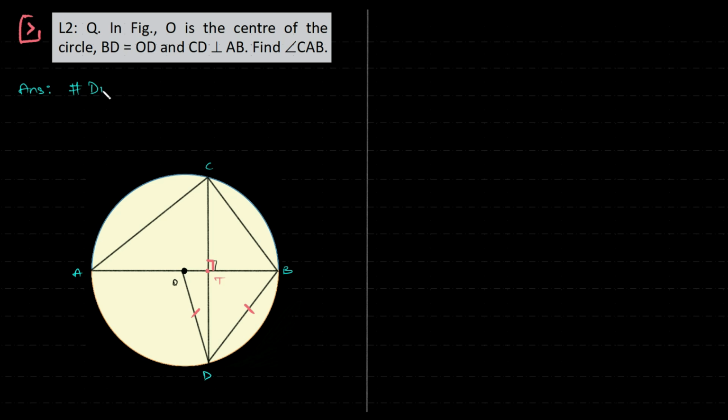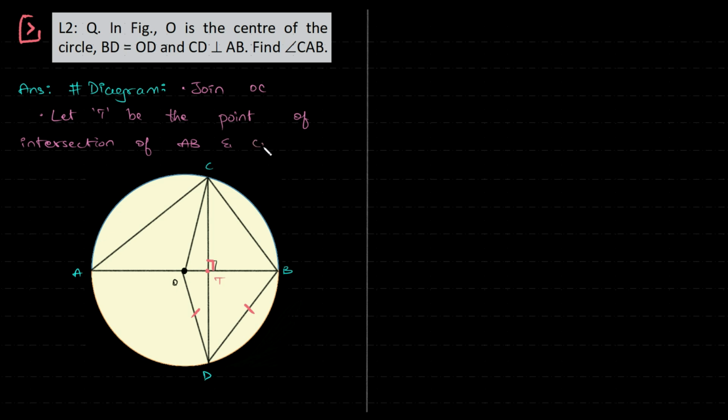First thing is we have the diagram. In the diagram, what should we do? I don't know if this is useful, but I'm going to join OC. So we did join OC, and we are calling the point of intersection T. Let T be the point of intersection of AB and CD.